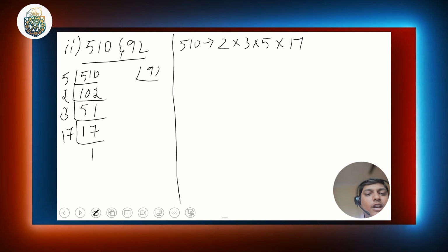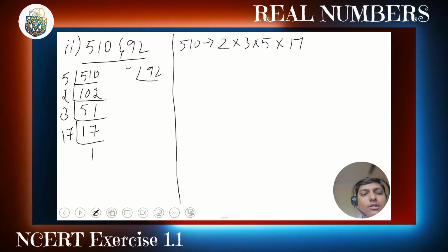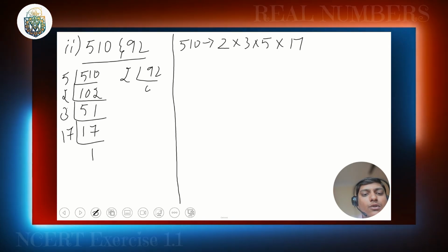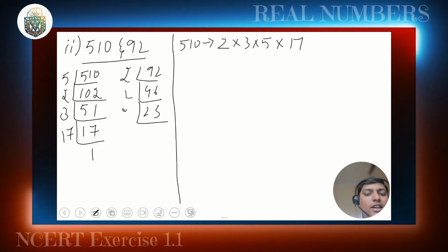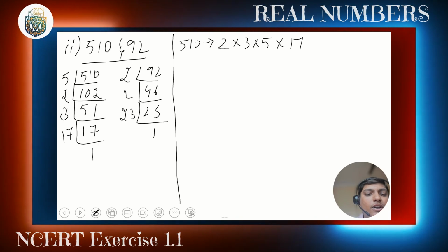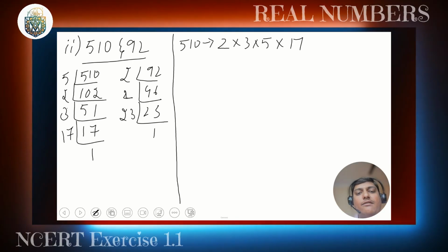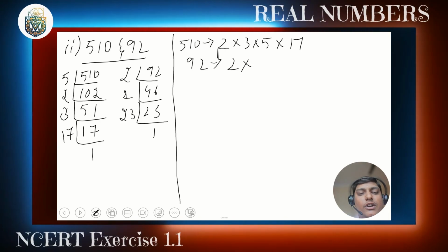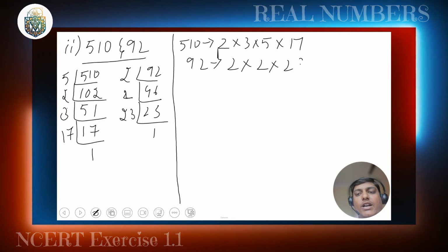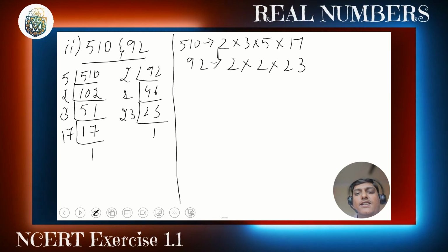Similarly, if I do for 92, if I start with 2, then it will be 2 46s are 92, then 2 23s are 46, then again 23 1s are 23, because 23 is not divisible by any number, it is divisible by itself. So 92 can be written as 2 into 23. Okay, these are the prime factors.